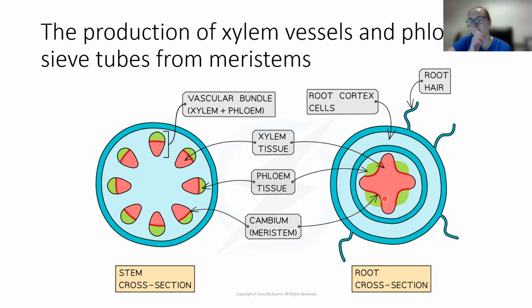Okay. So we need to know what causes them to differentiate. Can anyone think what may cause them to differentiate? How might the plant communicate to this cambium or meristem that we need more xylem cells or more phloem cells? Can anyone think? And if anyone's stuck, think of how your body communicates to other parts of your body.